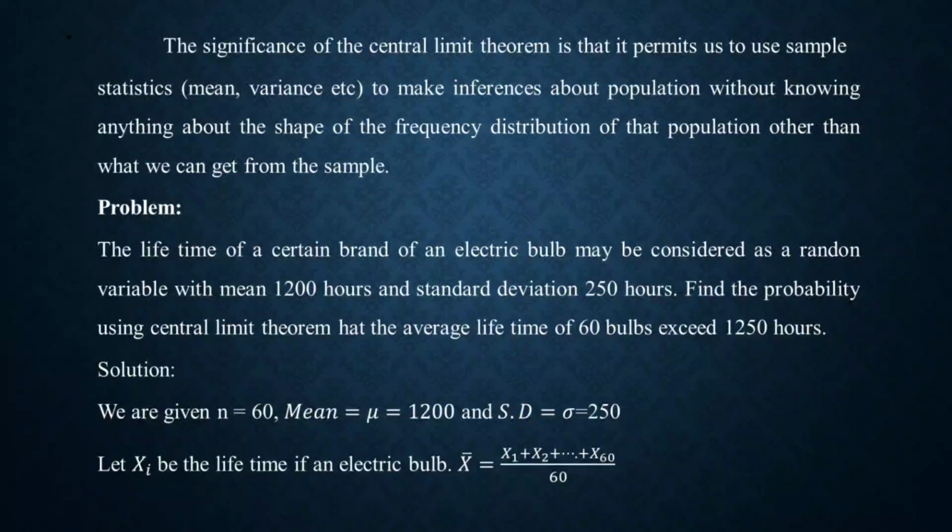The problem is, the lifetime of a certain brand of an electric bulb may be considered as a random variable with mean 1200 hours and standard deviation 250 hours. So here the mean value mu is given as 1200 and standard deviation sigma value is 250 hours. Let us choose xi be the lifetime of an electric bulb. So we have the mean x bar is equal to x1 plus x2 etc. up to x60 by 60, since the sample size n is 60.